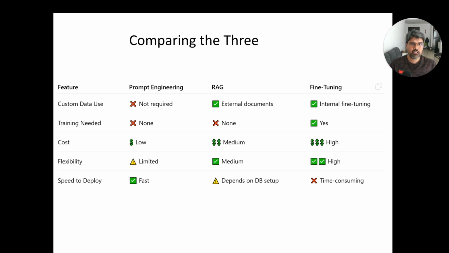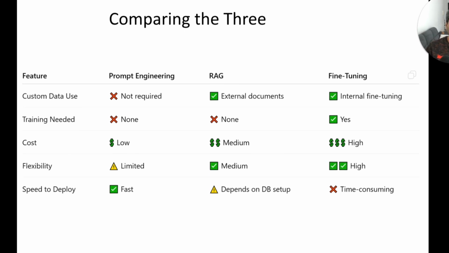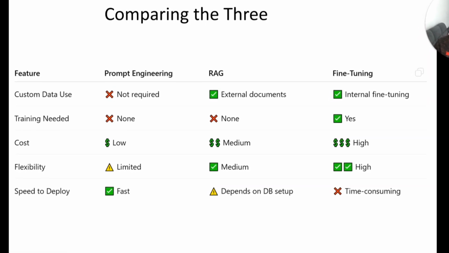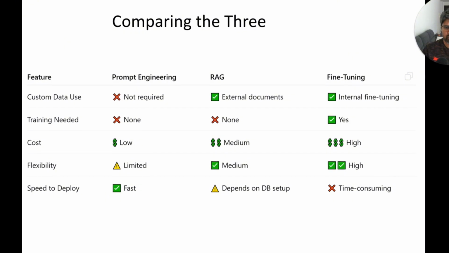This is what I tell all my community members, AI residents: always try to start with prompt engineering. Most of the problems get solved there. If you want to go to RAG, you can do that. The cost becomes a little medium, and fine tuning is very expensive, as I was mentioning. Flexibility: prompt engineering is a little less flexible. RAG is a little bit more flexible, you can connect more documents and everything, but with fine tuning it is a lot. You can change the behavior, you can change the data, you can do whatever you want.